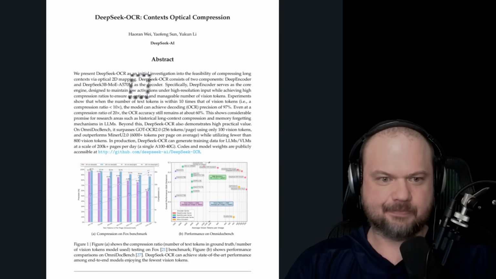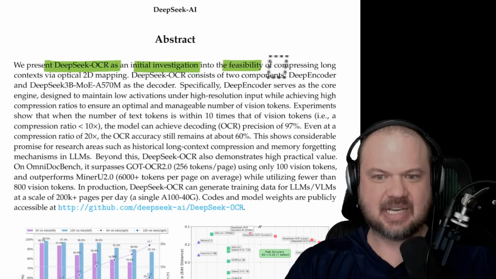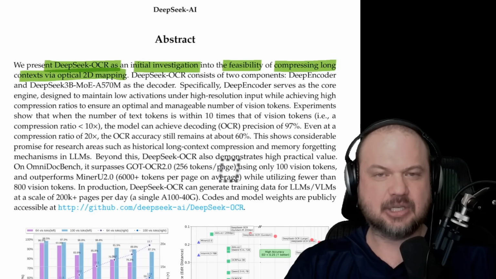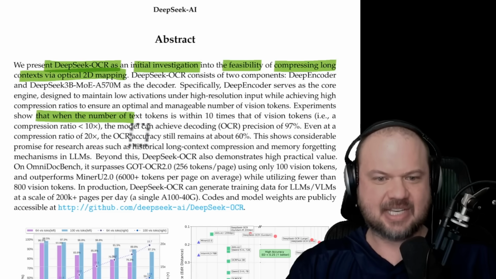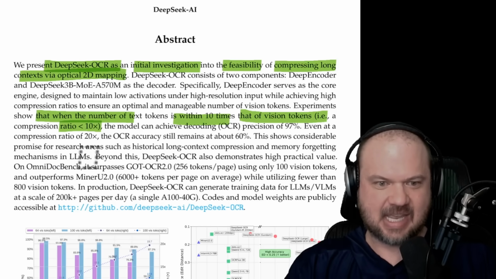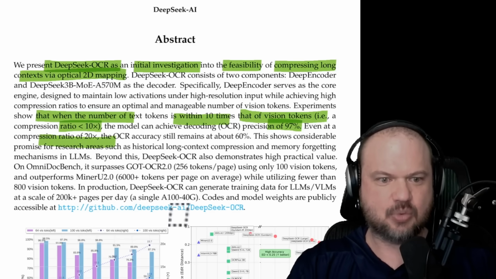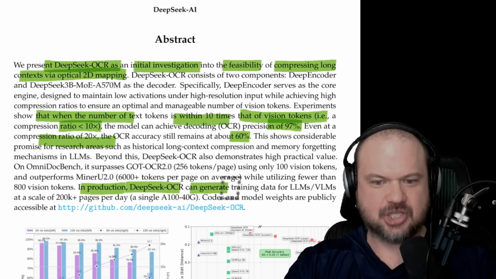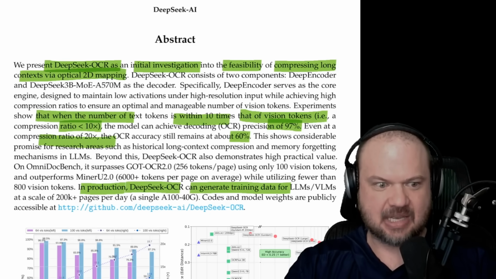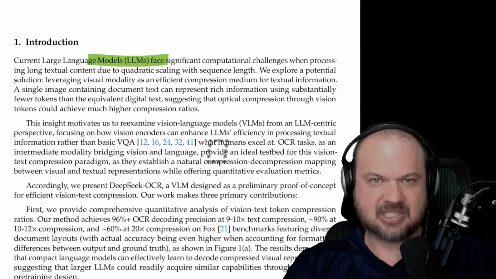So now here is that paper, Deepseek OCR. They're saying we present Deepseek OCR as an initial investigation into the feasibility of compressing long context via optical 2D mapping. Experiments show that the number of text tokens is within 10 times that of vision tokens. So we're compressing at a ratio of 10x, and the model can achieve decoding precision of 97%. We compress it 10x, it's still 97% accurate. Even at a compression ratio of 20x, the OCR accuracy remains at about 60%. What's more, in production, Deepseek OCR can generate training data for LLMs and VLMs at a scale of 200,000 pages per day.